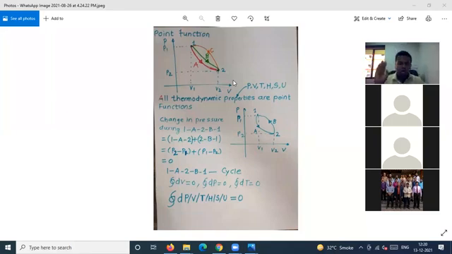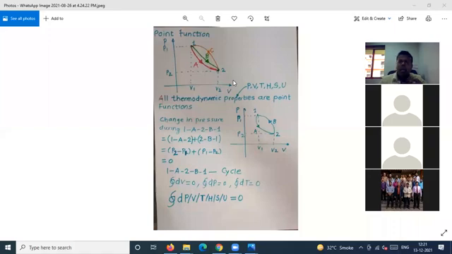Hello, sir. Yeah. Is the point function very slow, or is a path function slow? Can you repeat the question? Is the process in a point function very slow compared to a path function?